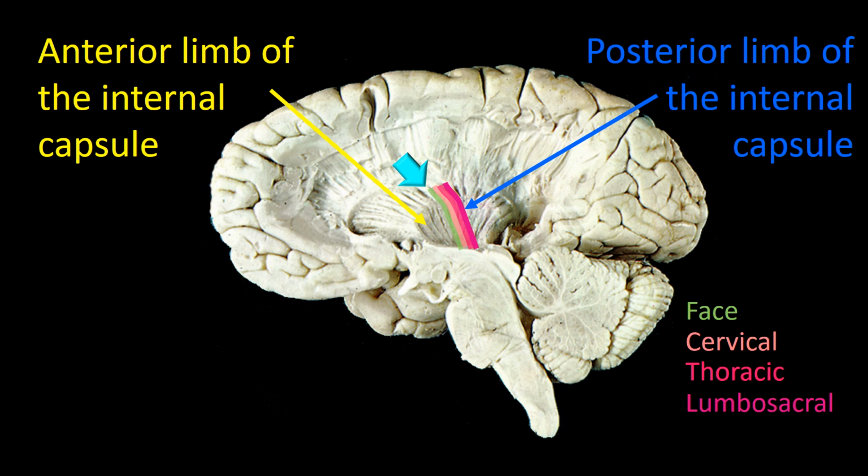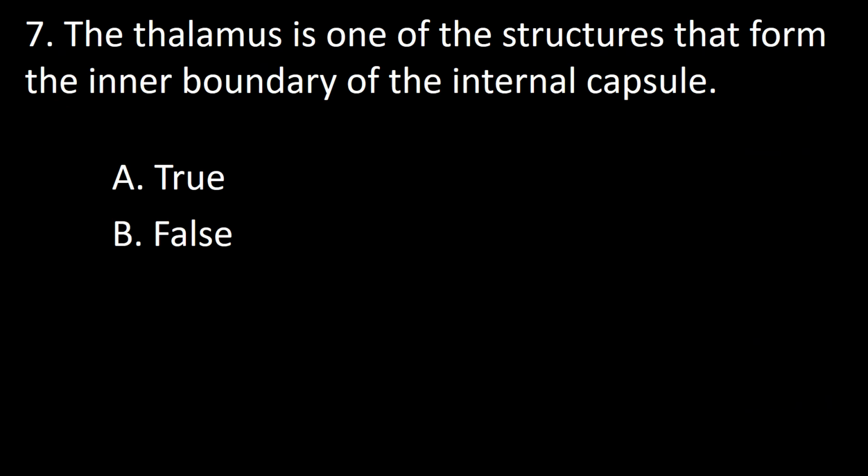In the internal capsule, as we have previously mentioned, fibers for the face are most anterior and those for sacral muscles most posterior. These are the fibers going for voluntary motor activity. Facial fibers travel in the genu. So the answer to this question is A.